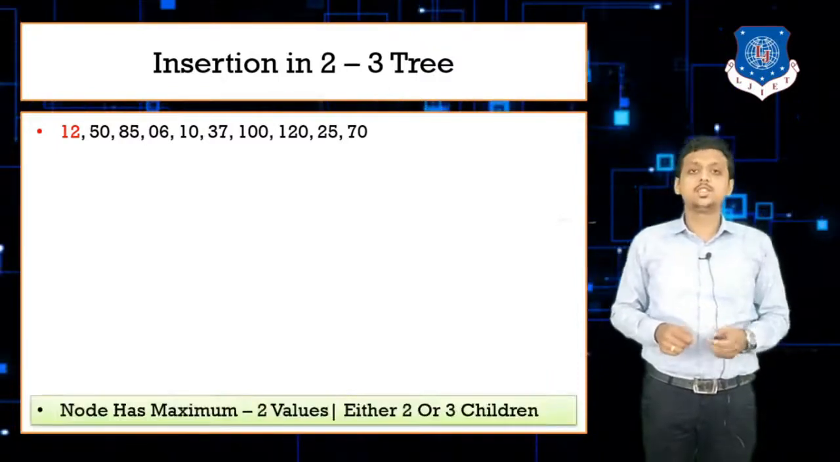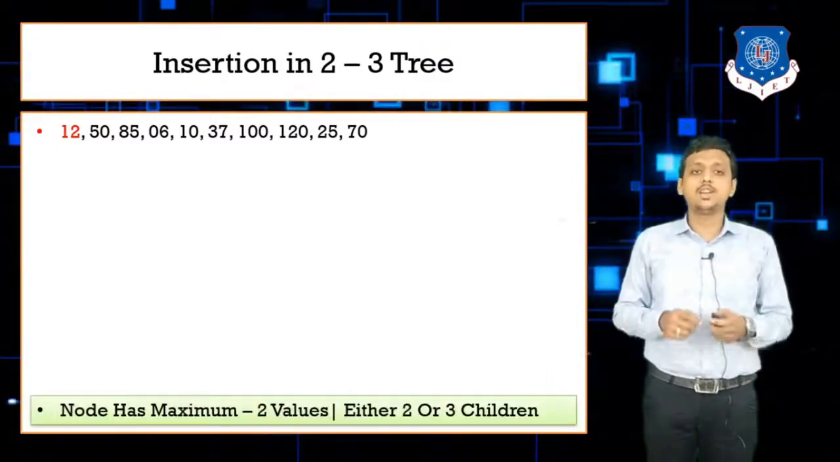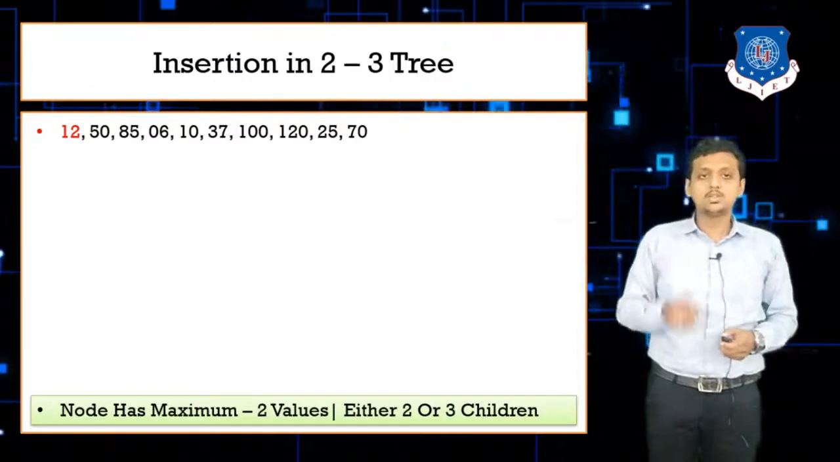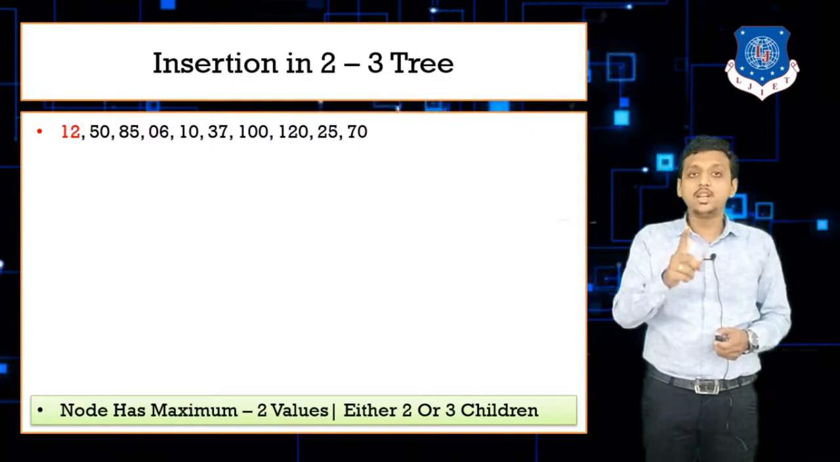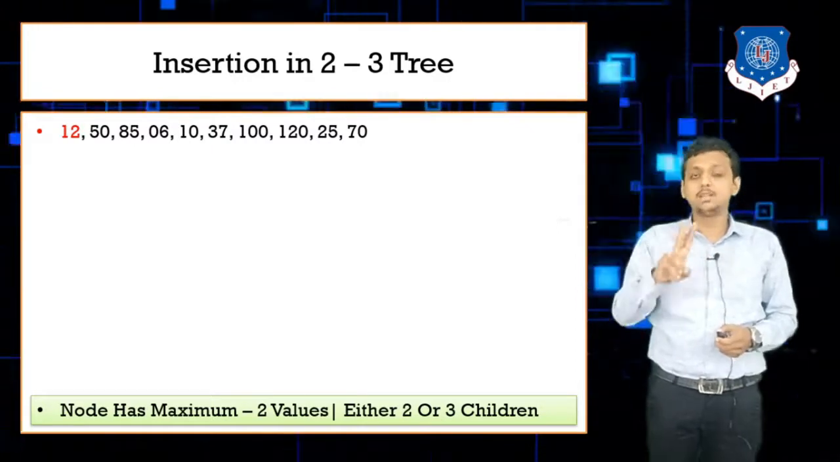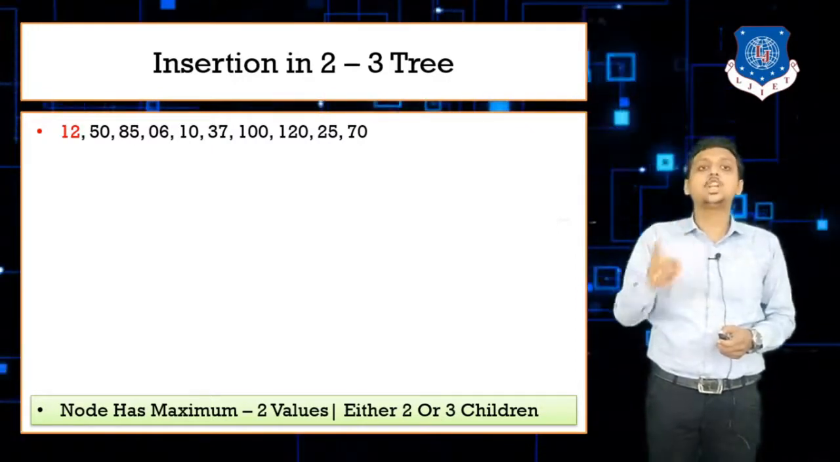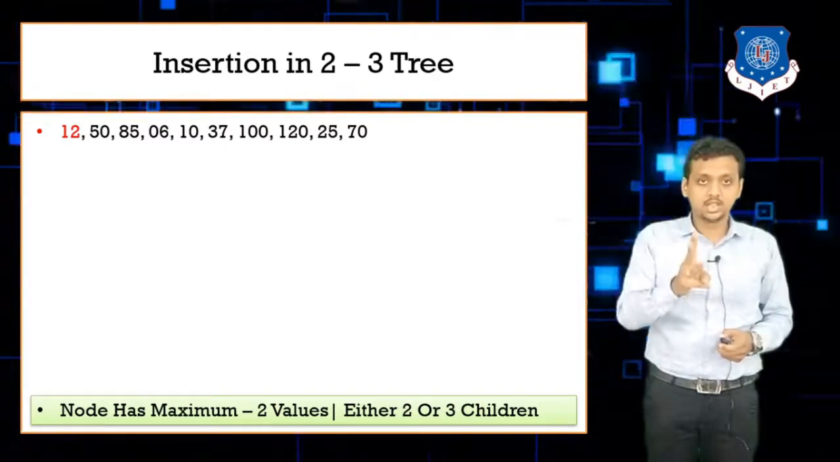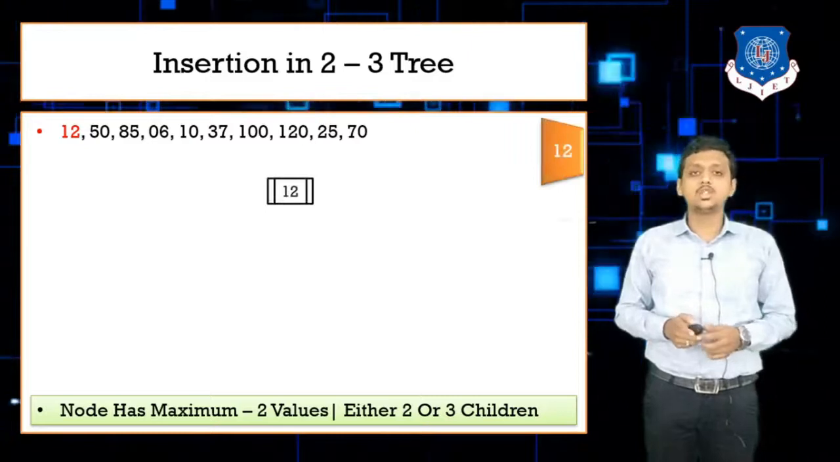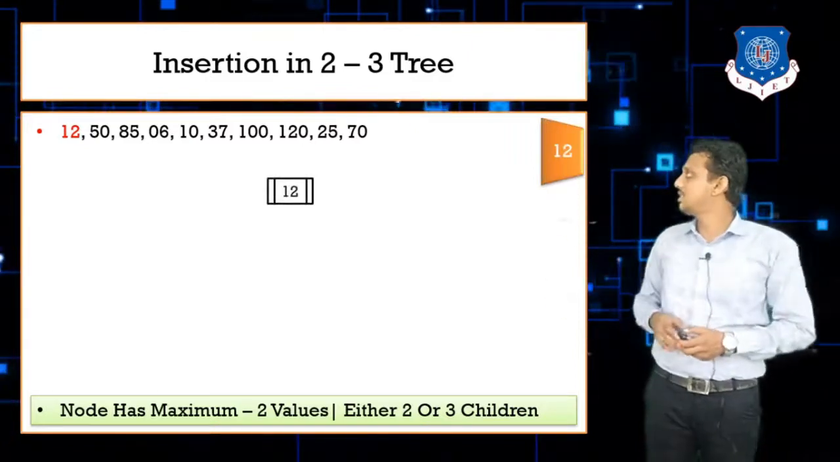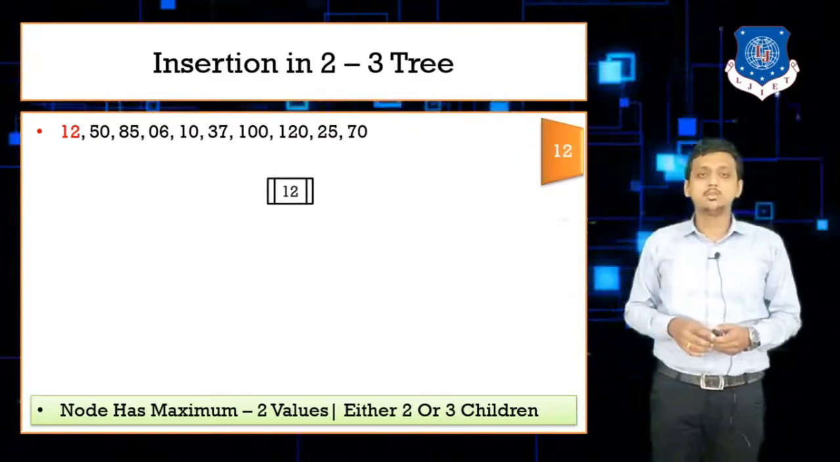So here it is. First we are going to insert the value 12. Always remember, students, that a node contains a maximum of one value or 2 values. That means the maximum number of children cannot be greater than 3. The first value is 12, so I am just inserting 12 over here. It becomes my root node.